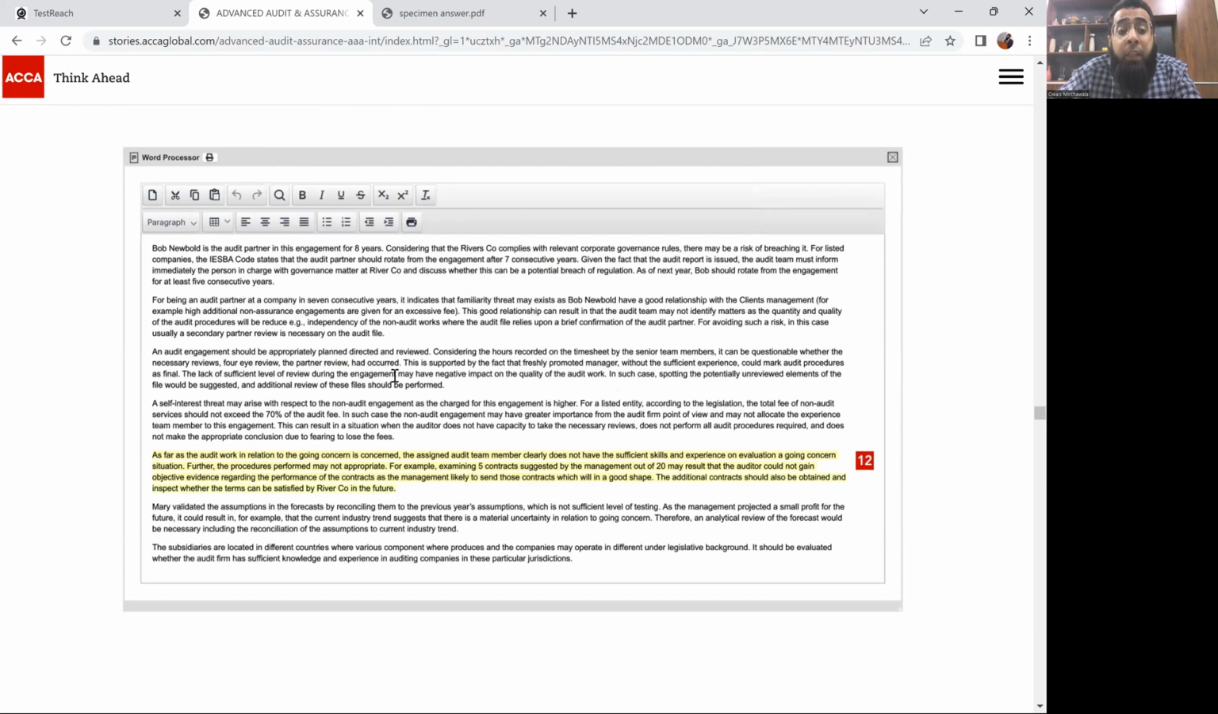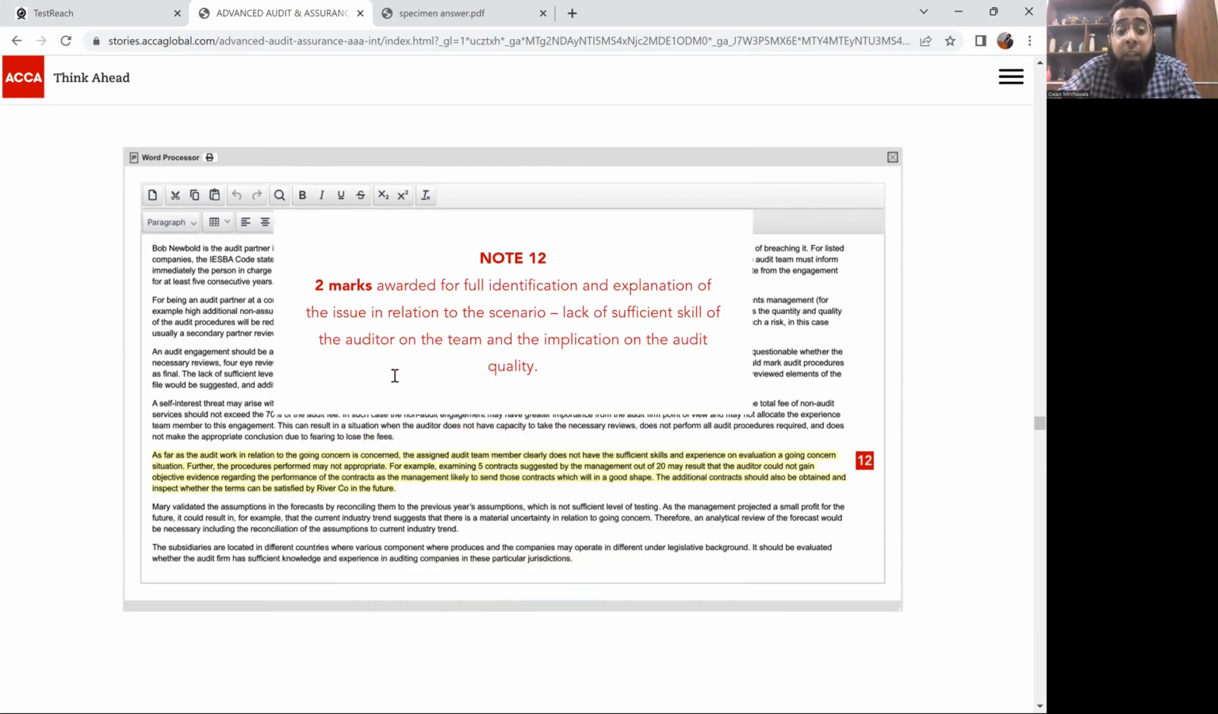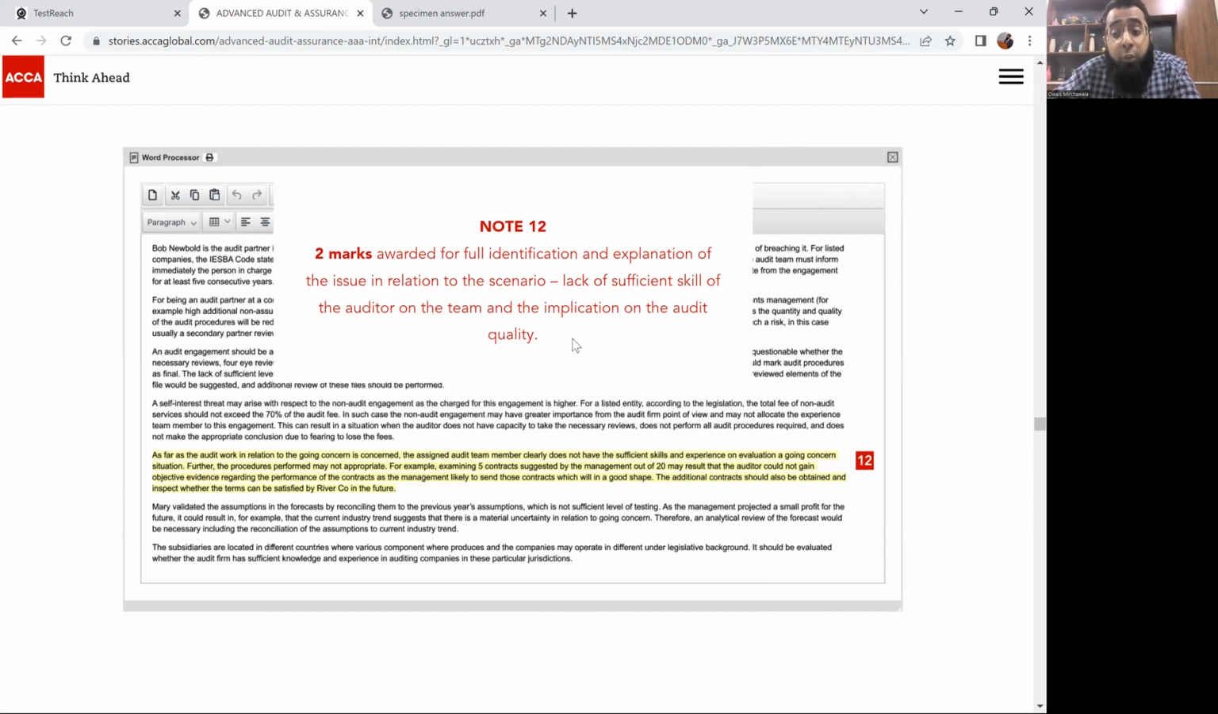Now let's look further. Now he's marking this paragraph. Many marks were given because this was a good paragraph. 2 marks were awarded for full identification and explanation of the issue: lack of sufficient skill of the auditor on the team and implication on the audit quality. That the audit manager who was junior did the review, and the audit assistant did the audit of going concern. The manager thing we discussed earlier, that the manager performed the review. Currently, we are looking at going concern. So 2 marks awarded for full identification and explanation of the issue: lack of sufficient skill of the auditor on the team and the implication for audit quality.